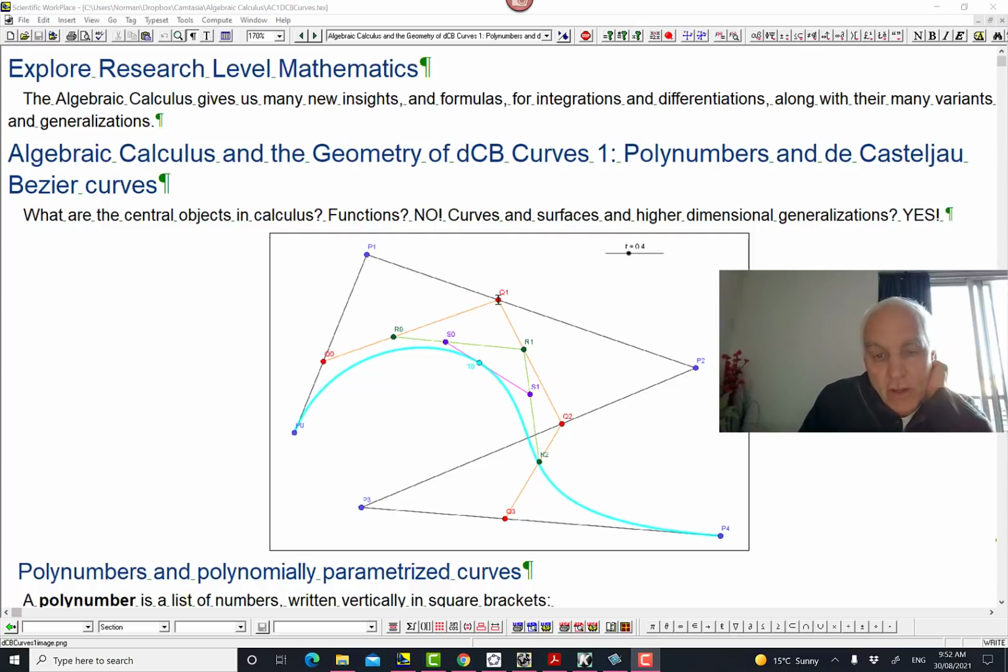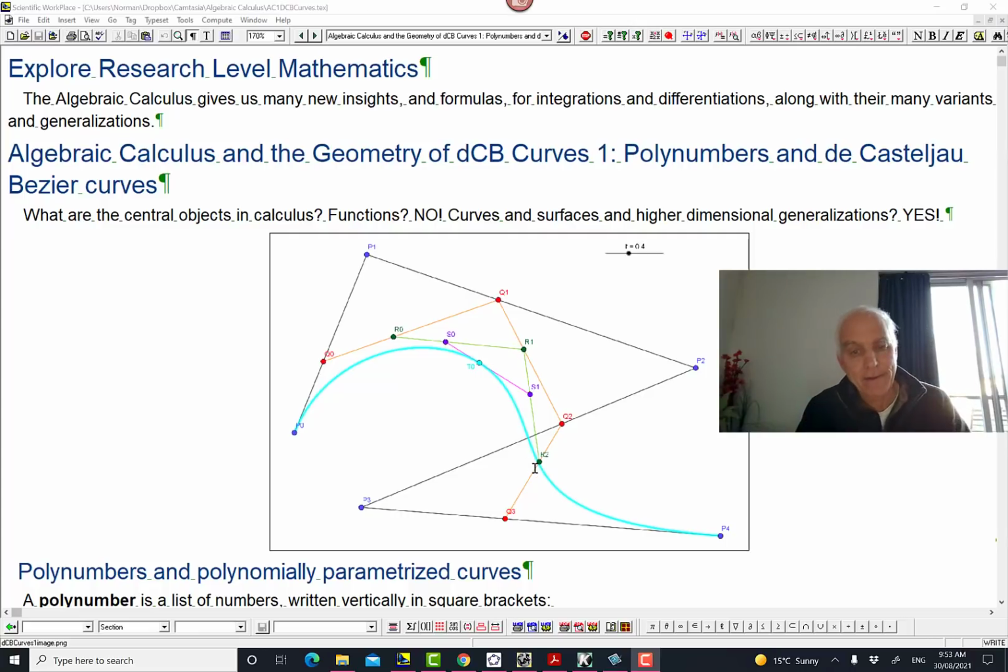Now, once we have the Q's, then the next level, we create the R points, which have the same relation to the Q points as the Q points did to the P points. So R0 is 0.4 of the way along between Q0 and Q1. R1 is 0.4 of the way between Q1 and Q2, and R2 is 0.4 of the way between Q2 and Q3. Once we have the R points, then we similarly create the S points, which are correspondingly 0.4 along between R0 and R1 and between R1 and R2.